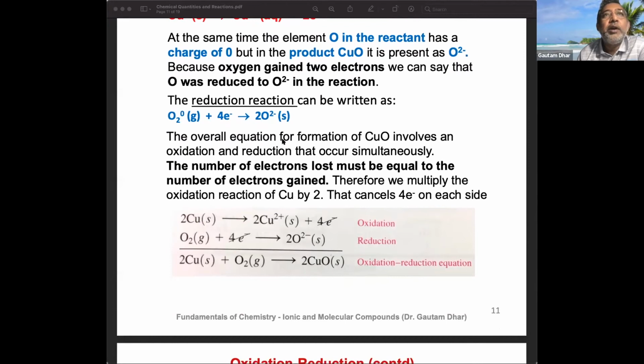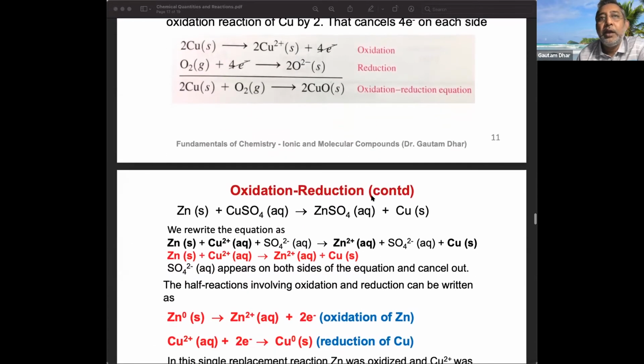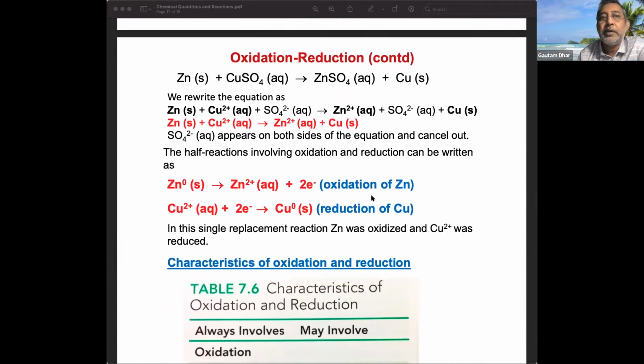So the overall equation for the formation involves an oxidation and reduction that occurs simultaneously. The number of electrons lost must be equal to the number of electrons gained. So therefore, we multiply the oxidation reaction by 2. And if you multiply by 2, then 4 electrons cancel out. And if you add them up, this becomes a final balanced equation. So we can use electron transfer to balance chemical equations. There's another method of balancing.